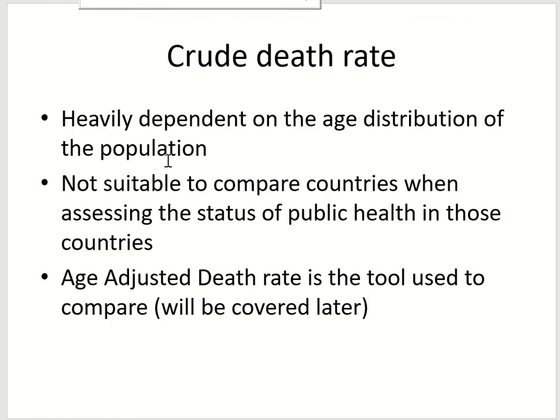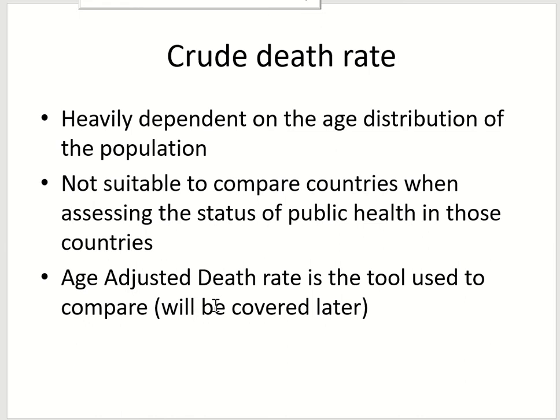Okay, so crude death rate. It's heavily dependent on the age distribution of the population, as I mentioned a minute ago. The older the population, the higher the crude death rate is going to be. So it's not the best indicator of measuring public health in general. However, it's a good idea to tell you how much you predict people are dying. If you also use the birth rate in that country, you can try and figure out the predicted population size over time. So it's not suitable to compare countries when assessing the status of public health in those countries, as I mentioned.